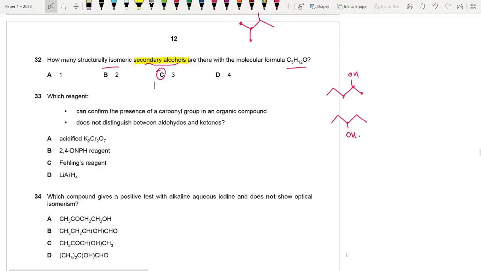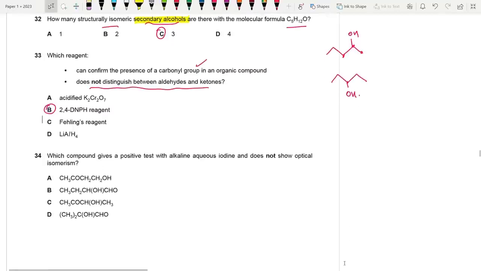Okay, next, which reagent can confirm the presence of a carbonyl group in an organic compound but does not distinguish between aldehydes and ketones? Okay, so it has to be 2,4-DNPH. It only tells us whether it's a carbonyl like aldehyde or ketone, but not specifically ketone or aldehyde.